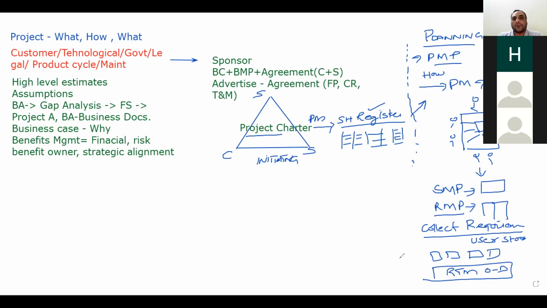Once the requirements traceability matrix is ready, you will be in a position to define the project scope statement, which is again a multi-page document.